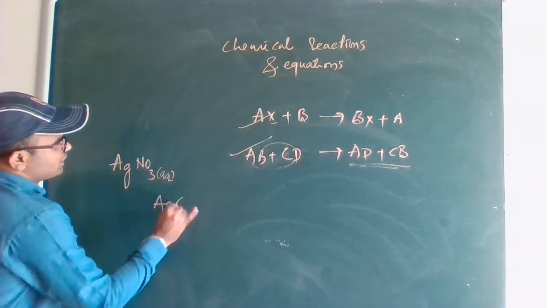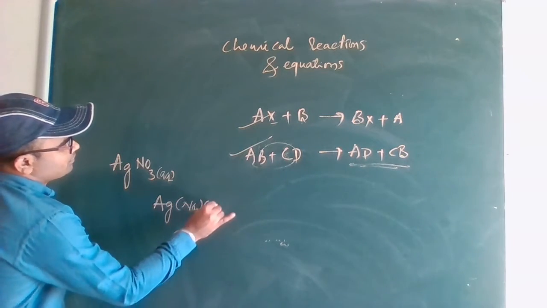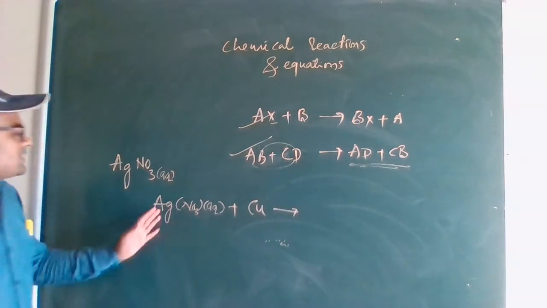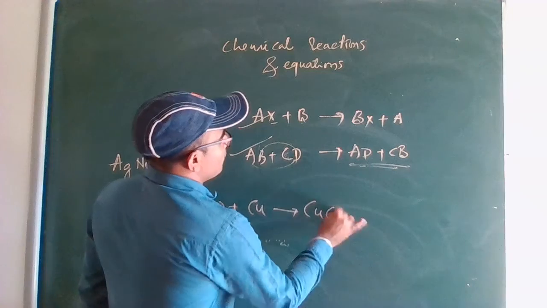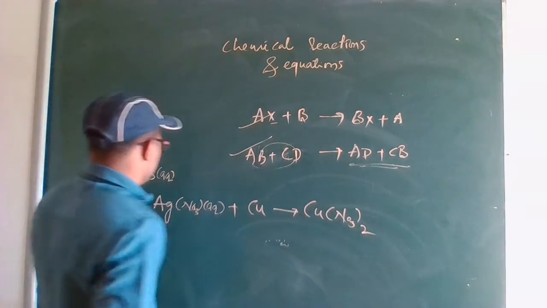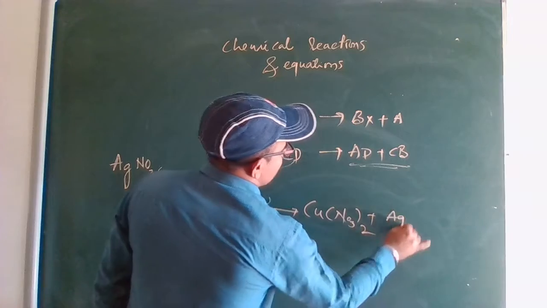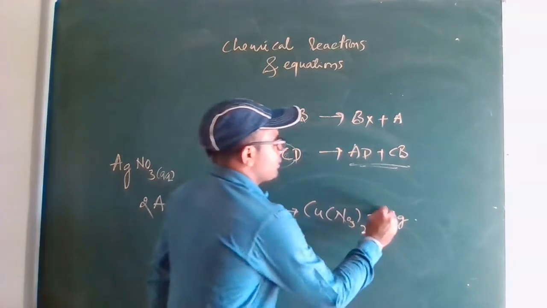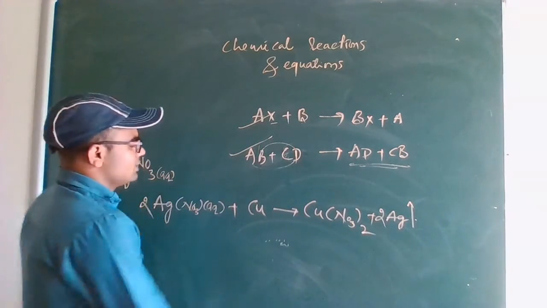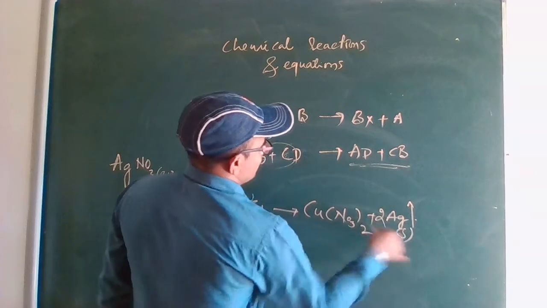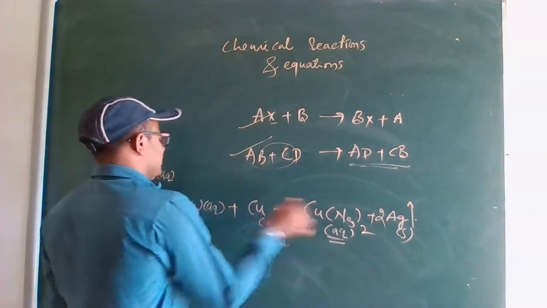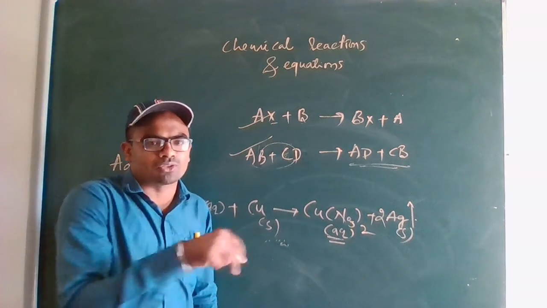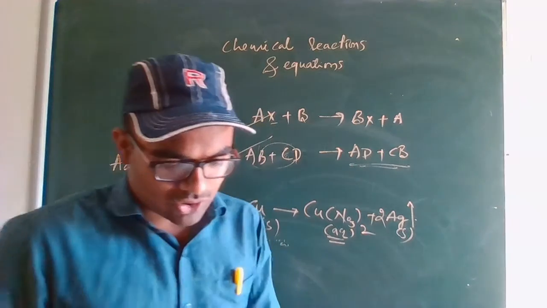So AgNO3, which is aqueous, plus copper. Copper displaces Ag, so it becomes Cu(NO3)2, along with the formation of Ag. Here there are two NO3, so I will write 2 here, so it becomes 2Ag. This is solid, this is solid, this is aqueous. Nitrates are aqueous, normal metals are solid in nature. You can write it in front or on the side, that is also okay. So this is the reaction involved.